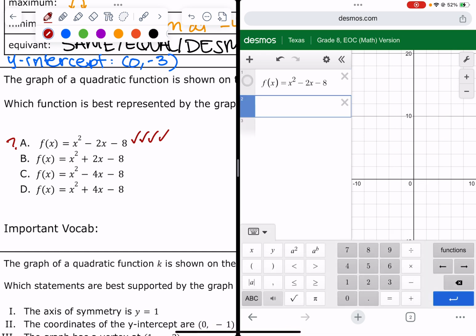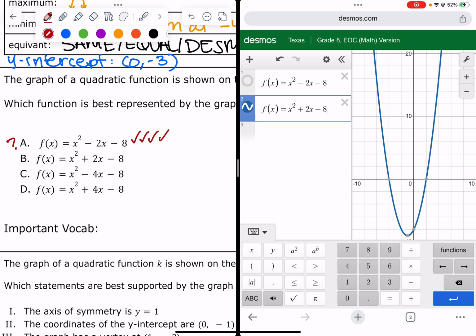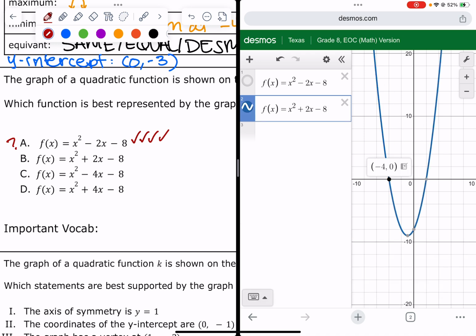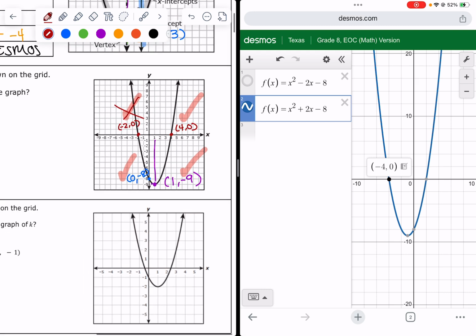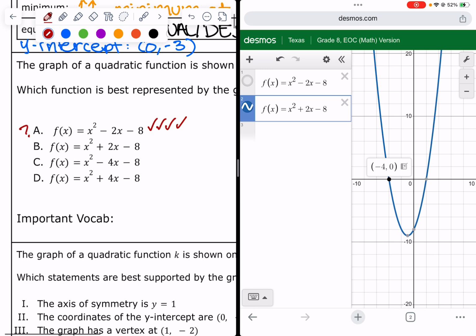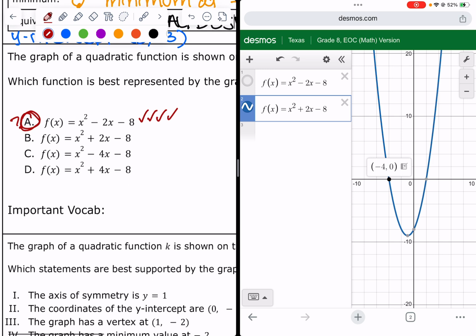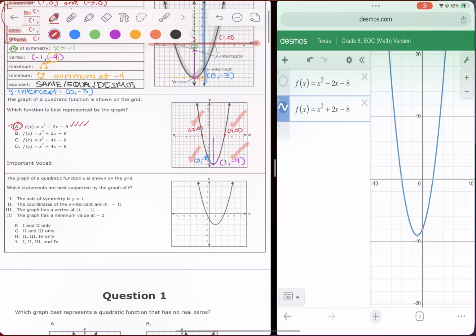A is probably my answer, but let's look at B so we understand what I'm talking about. f(x) equals x squared plus 2x minus 8. If I look at this, it has (-4, 0), and I'm looking at (-2, 0). So I already know that this one does not pass my test because it doesn't touch the same points. Does that make sense? Hopefully. So A would be our answer. Okay, let's move on.